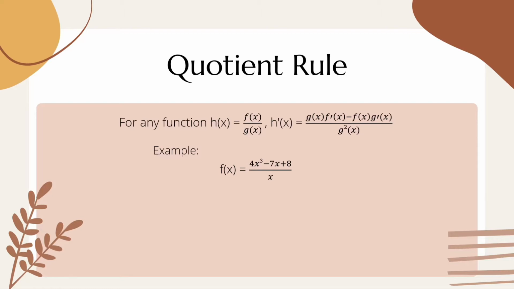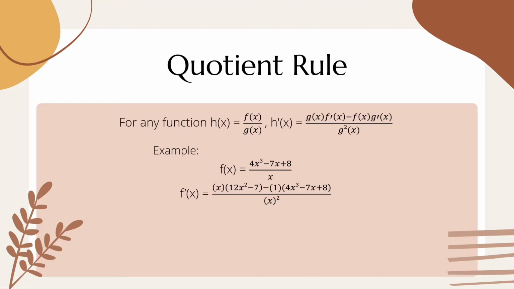To get its derivative, we use the mnemonic. That would be low x, derivative of the higher equation 4x cubed minus 7x plus 8, that would be 12x squared minus 7, minus high 4x cubed minus 7x plus 8, derivative low, which is x, its derivative is 1, all over low squared, or simply x squared.